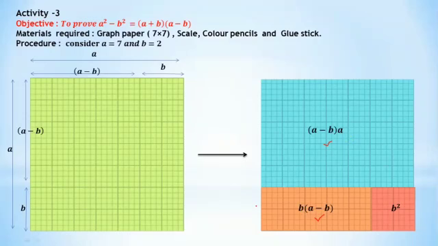You can take a minus b as common. So this part, (a minus b) into a plus b into (a minus b). So if you take a minus b common, the remaining part is a plus b. Therefore, (a plus b) into (a minus b). From a square, when you subtract b square, you will get (a minus b) into (a plus b).